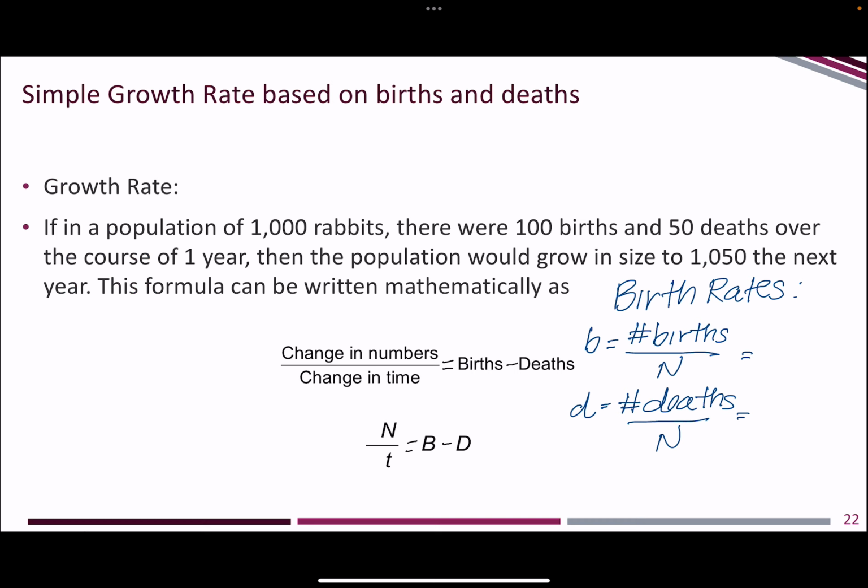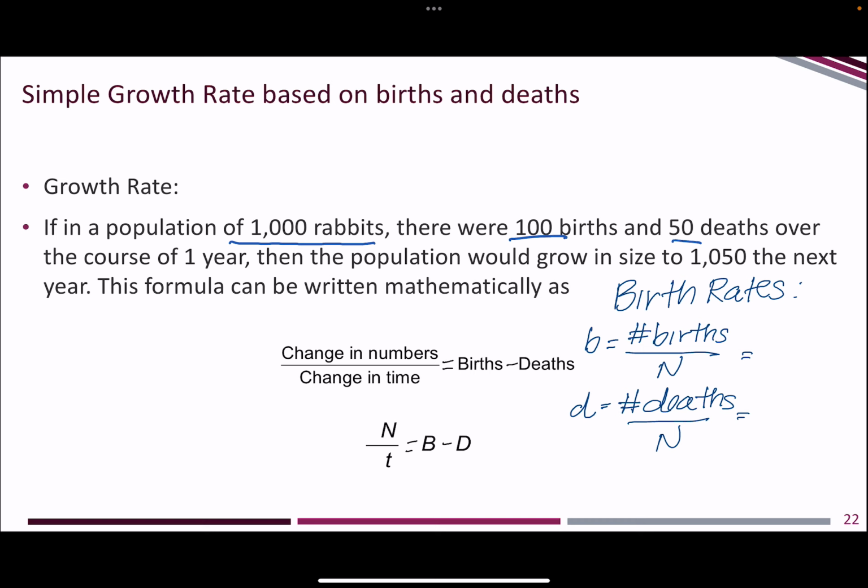We can also look at birth rate and death rate. So on this slide, we have a simple problem. We have a population of 1,000 rabbits, and it gives us a number of births and a number of deaths. So these are raw values.